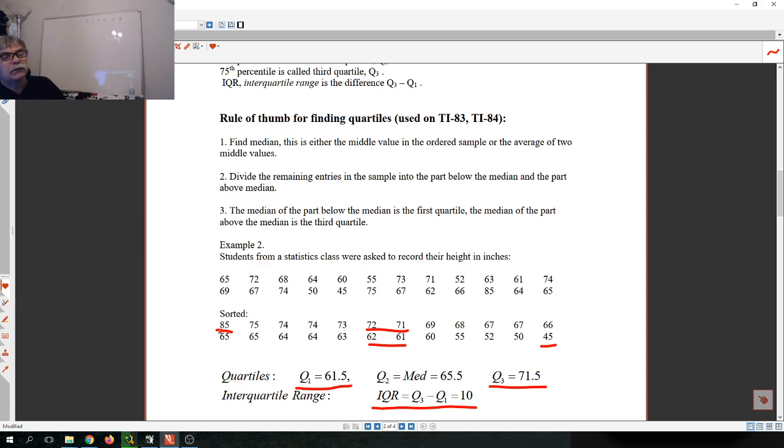So before I do the box plot for this particular sample, I want to show you a couple of other things that might happen if you are dealing with a different sample than the one that I have here.